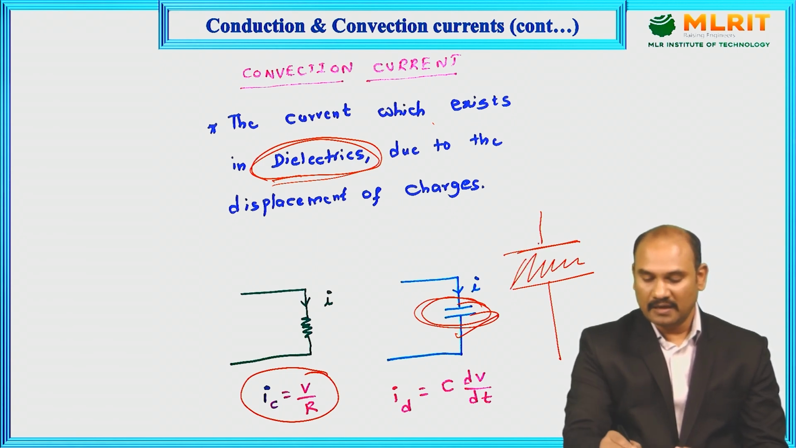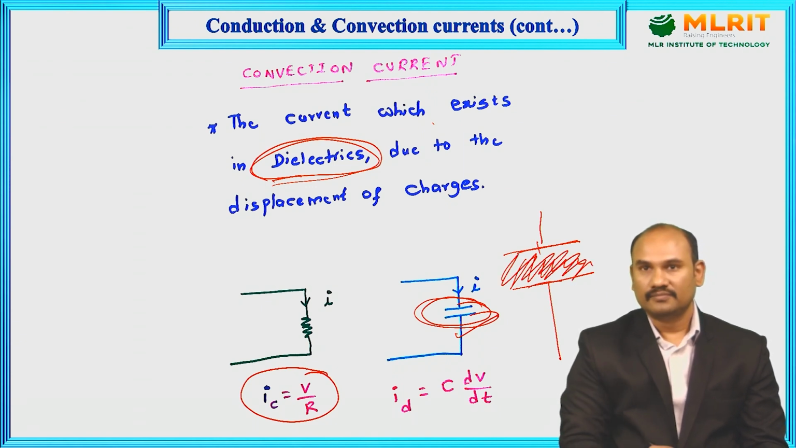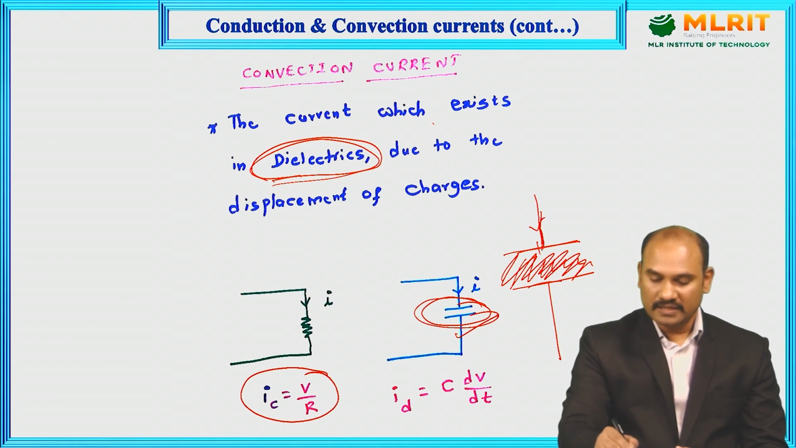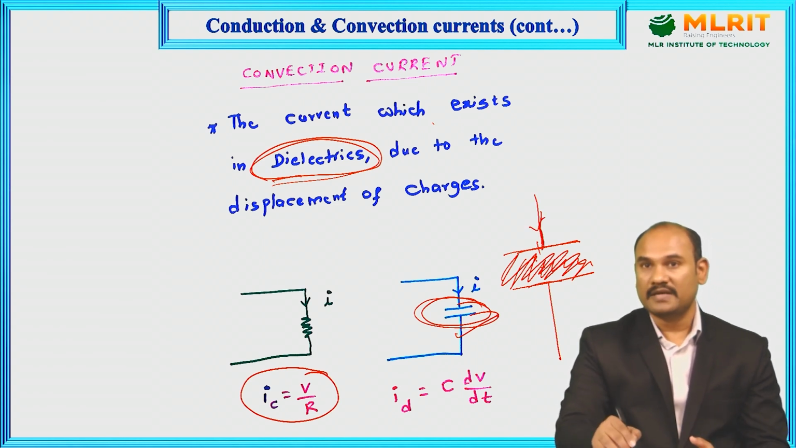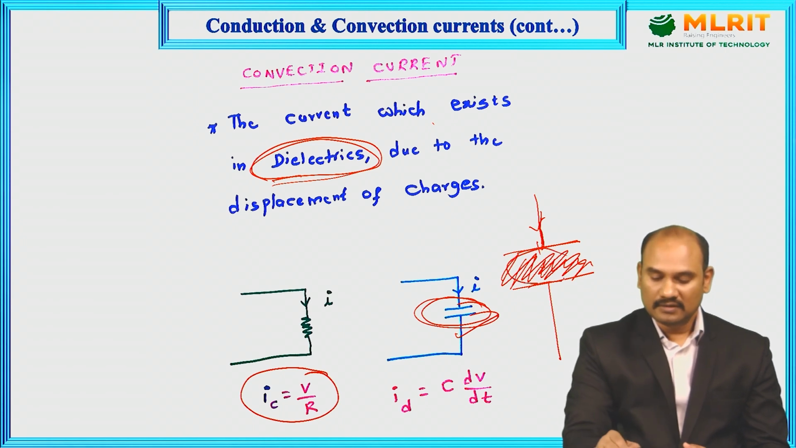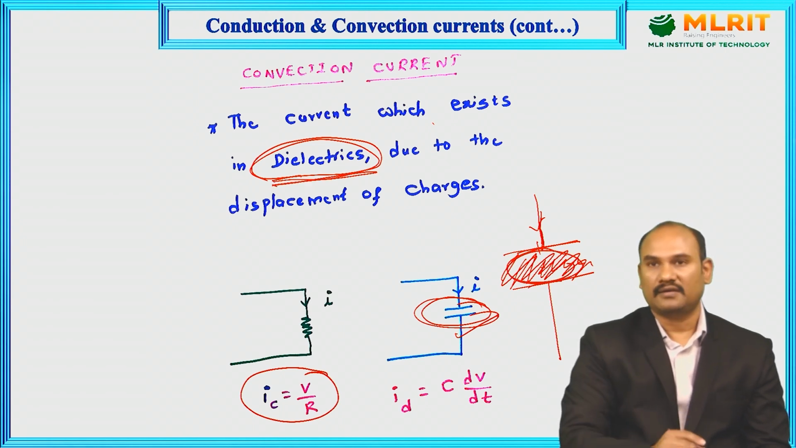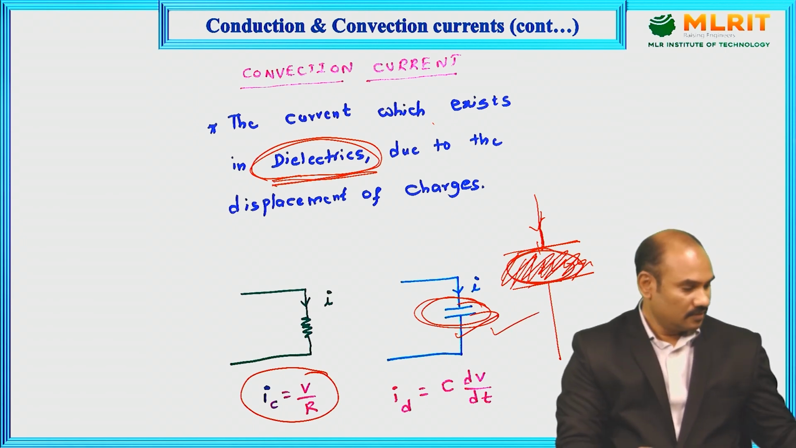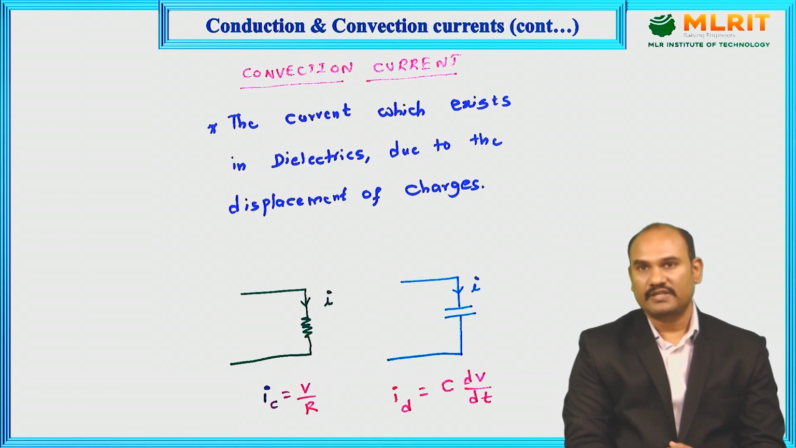Let us say this is a parallel plate capacitor. Between the plates of the capacitor, what do you have? You have dielectric material. That means the current flowing through this capacitor is the current flowing through the dielectric material within the capacitor. So ultimately it is the current that exists within a dielectric. So that's why we say this is displacement current or convection current.